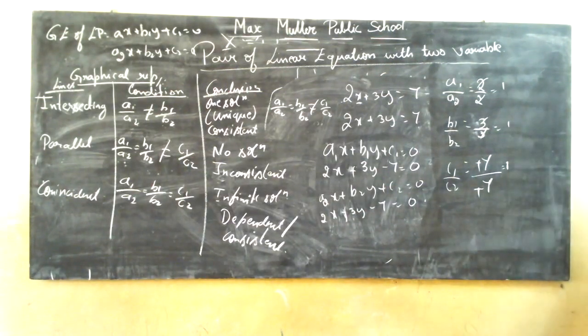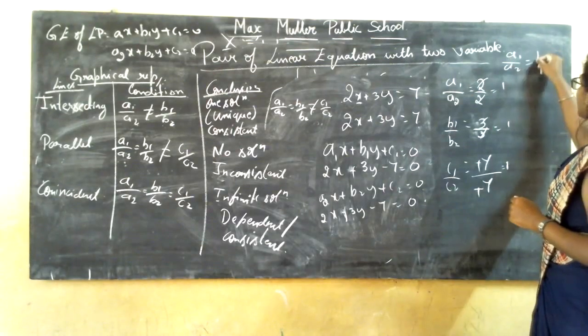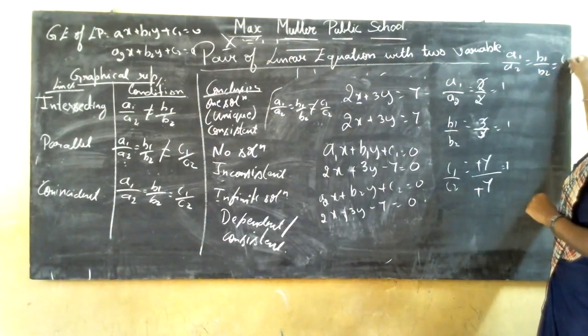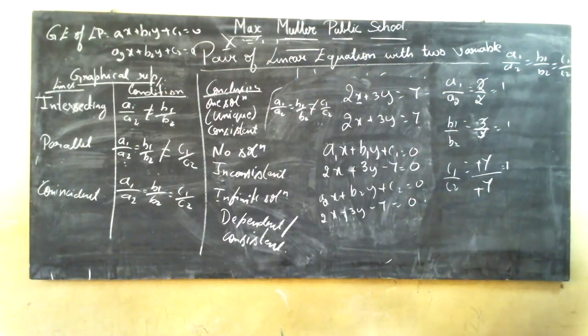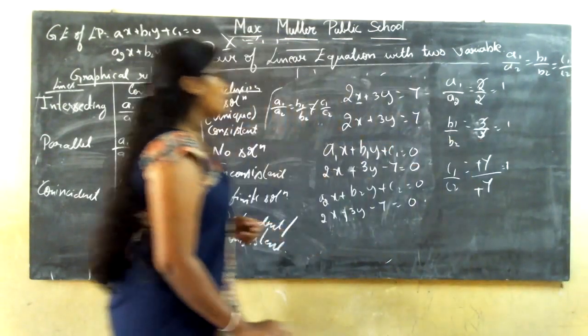So what is the value of all the ratios I have got? The value of all the ratios is 1. So what I will conclude is that a1 by a2 will be equal to b1 by b2, and it is also equal to c1 by c2. Clear about that? So if all the three ratios are equal, then you are going to say it has infinite solutions, and the term we are going to use is independent. If the independent term has not been given in the options, then you can choose consistent. Instead of consistent, if the independent term is given, you should choose the independent term itself.